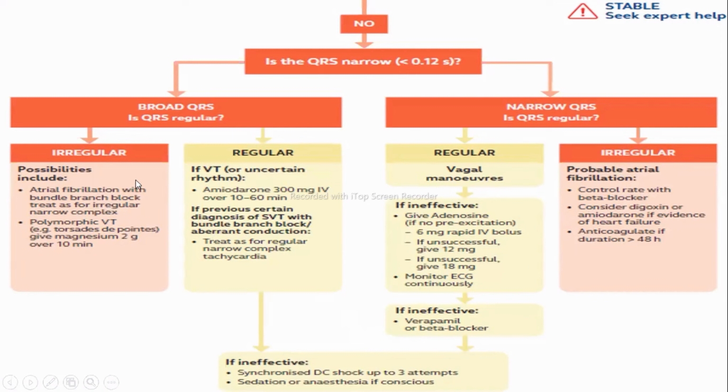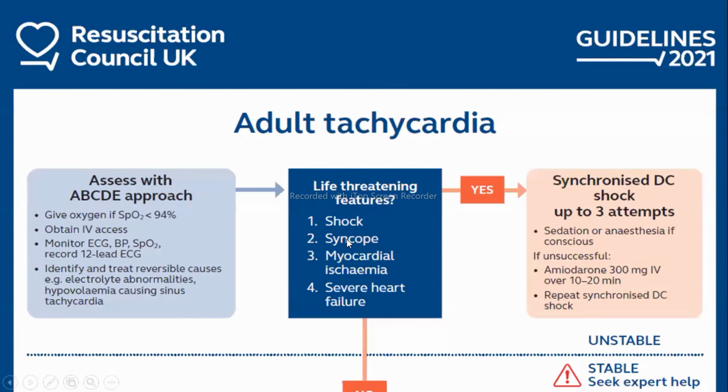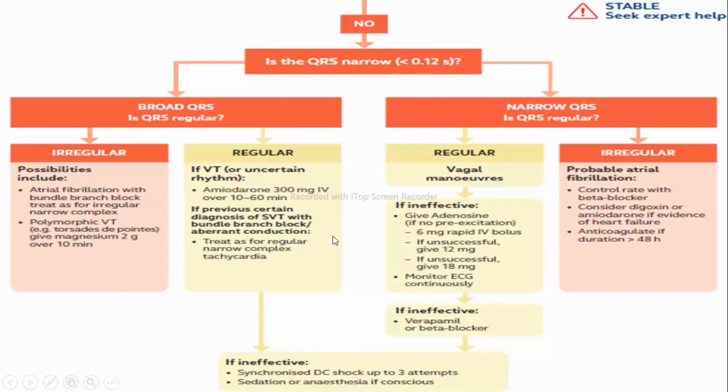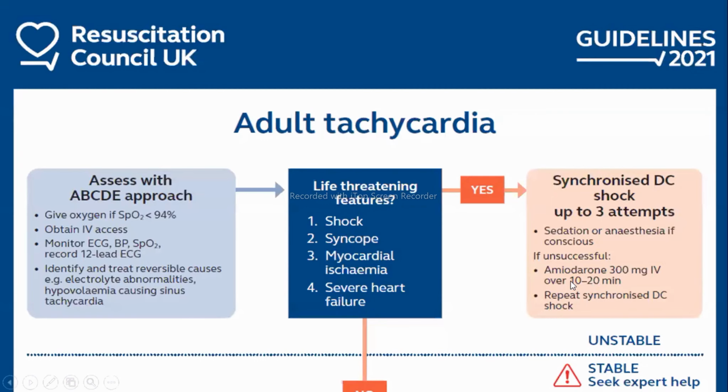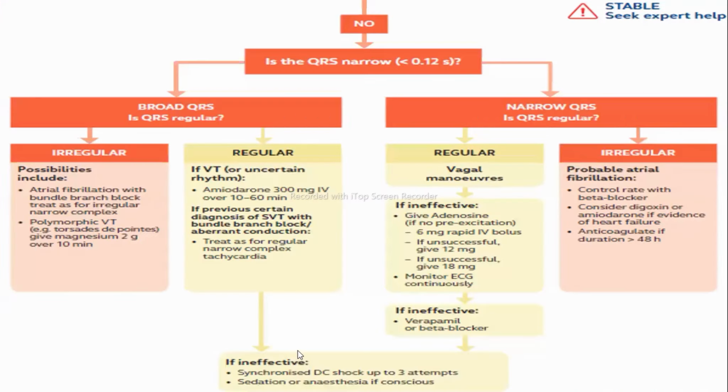Okay. If ineffective, the patient is stable. Stable, we are talking about shock, syncope, myocardial ischemia, and severe heart failure. So the patient is stable. He doesn't have any sign of instability, but he's not responding to medical treatment or not responding to pharmacological treatment. Pharmacological treatment is called pharmacological cardioversion. But if you will give shock, it's called electrical cardioversion. So you have electrical cardioversion and pharmacological cardioversion.